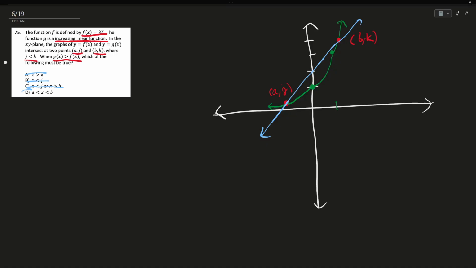So our final answer is D, which makes sense since g is only greater than f from a to b. So that's our final answer.